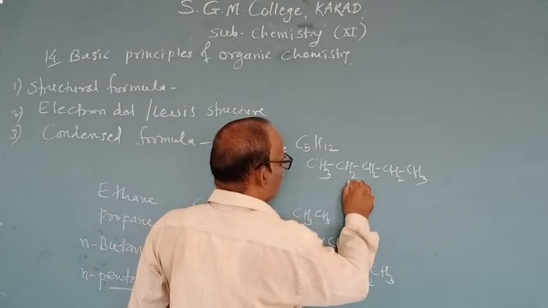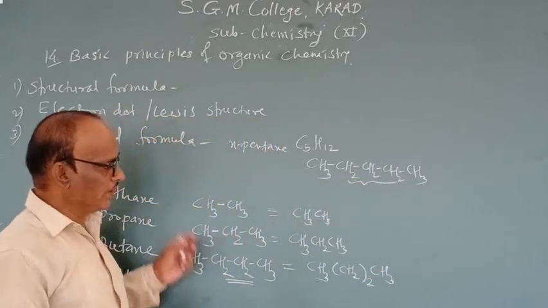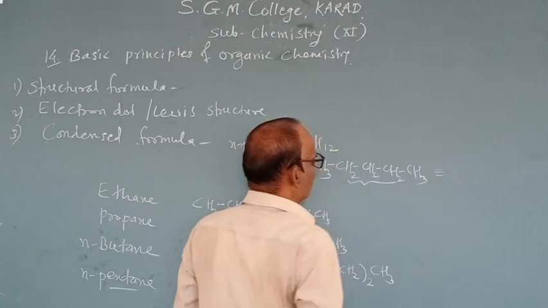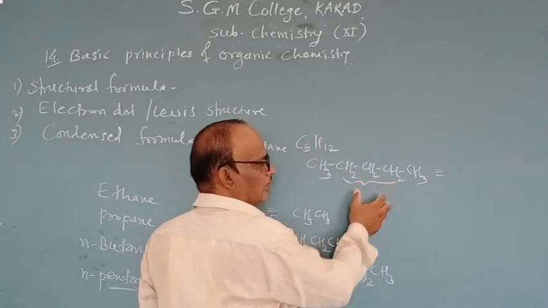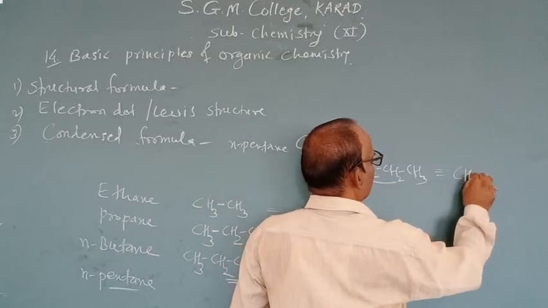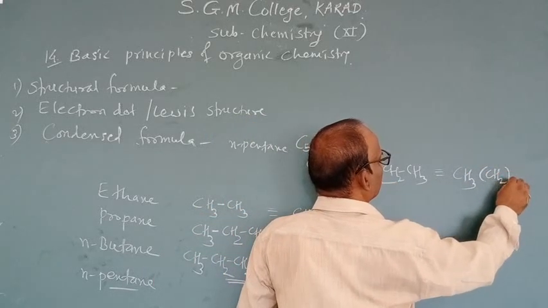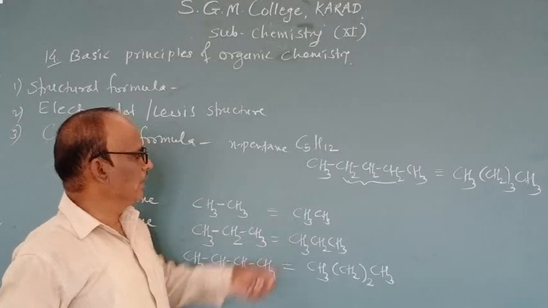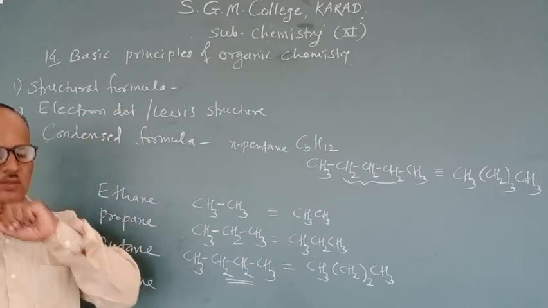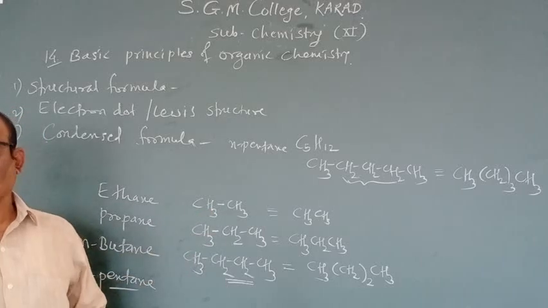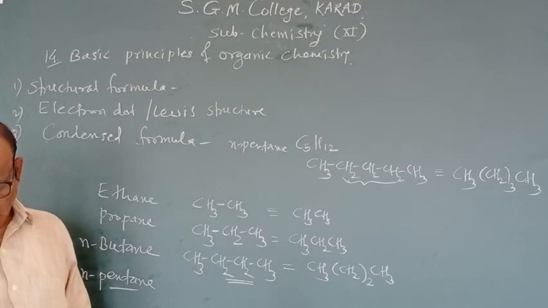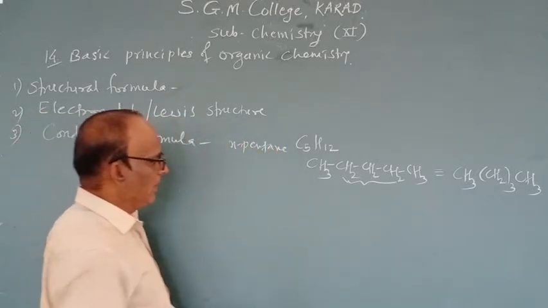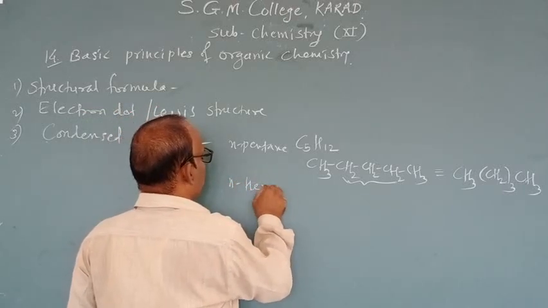So in pentane there are 3 CH2 groups present between the first and last carbon atoms. So how to write the condensed formula? You take these 3 CH2 groups in one bracket. So the formula becomes CH3, in brackets CH2 thrice, and CH3. This is the condensed formula for n-pentane. In this way you can write the condensed formula of alkanes or any organic compounds containing carbon single bonds and hydrogen atoms. One more example we take here, hexane.